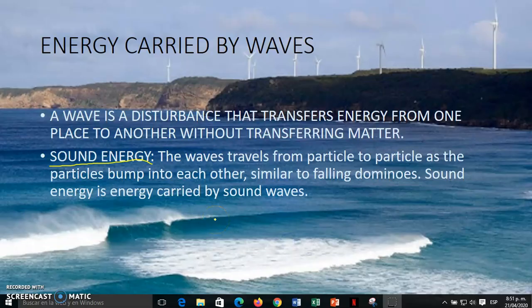There is another form of energy that is carried by waves. The first thing that we need to have clear is what is a wave. Here in the image you can see some of the waves on the ocean. It says that a wave is a disturbance, a movement that transfers energy from one place to another, but it is not transferring matter. The only thing that is transferring is the energy.